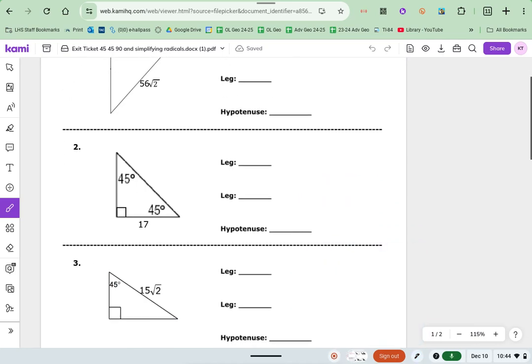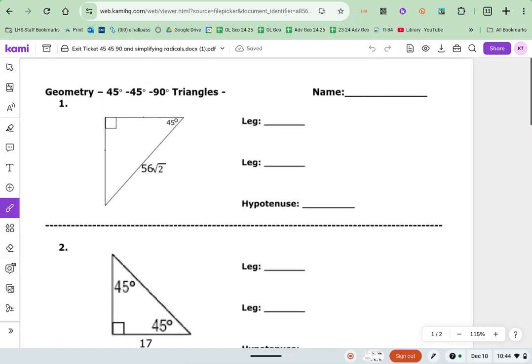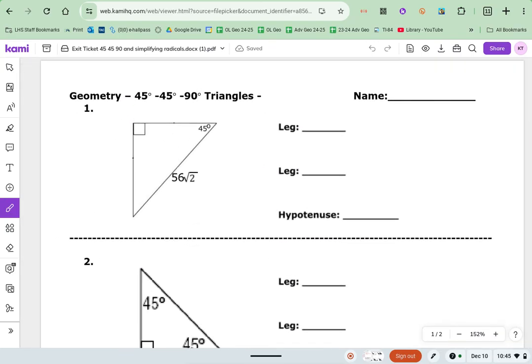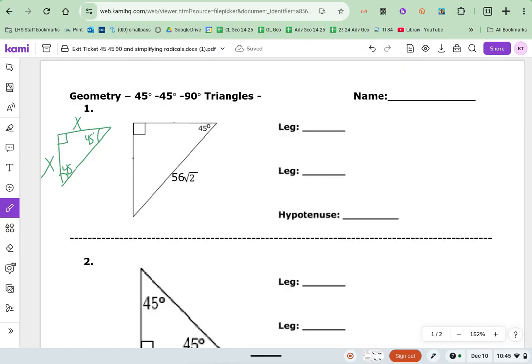Do maybe a couple of problems of review together, and then I'll let you guys try a couple on your own. So remember the rule for 45, 45, 90 triangles: this is 45 degrees and this is 45. The legs of the triangle are the same, so we represent them as x. And then the hypotenuse of our triangle is the leg, so x, times the square root of 2.